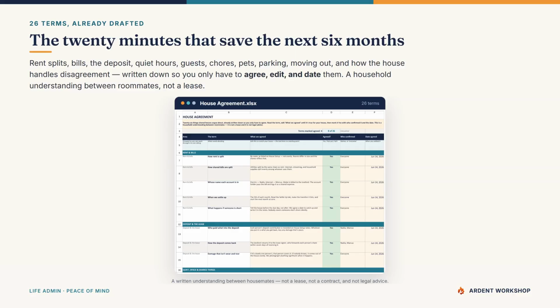It's a written understanding between housemates. It is not a lease, and it is not legal advice.